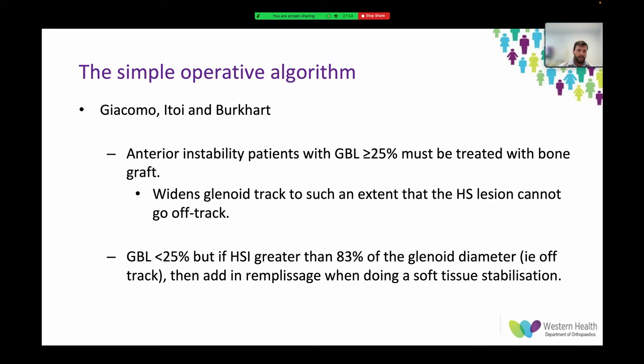So if you're in the exam and your mind goes blank and you don't want to overcomplicate things, this is the simple operative algorithm that stands true. If you've got glenoid bone loss of more than 25%, you must treat this with a bone graft, as it widens the glenoid track so the Hill-Sachs lesion cannot go off track, as we discussed earlier. If you've got less than 25% glenoid bone loss, but it's an off-track lesion, where the Hill-Sachs index is greater than 83% of the glenoid diameter, then you should consider adding in a remplissage when doing a soft tissue stabilization.